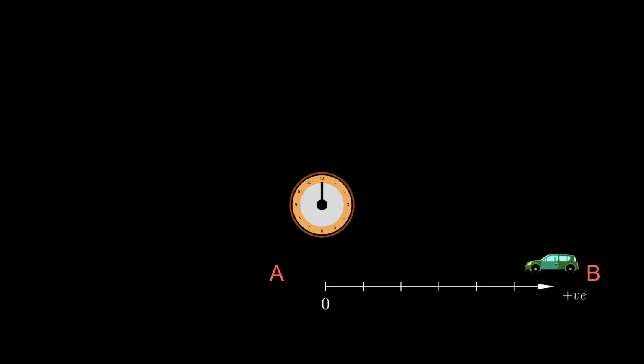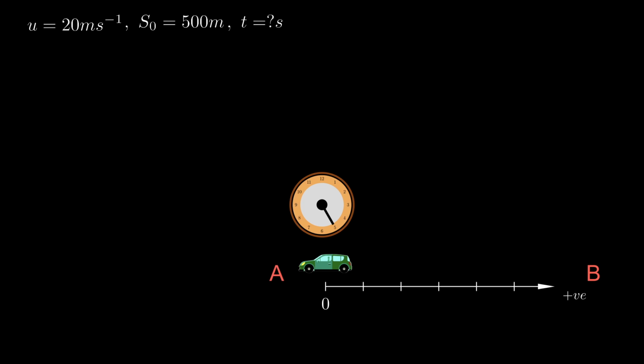Now let's look at another example. This time the vehicle is moving from B to A at a speed of 20 meters per second. We need to determine the time required to cover the 500 meters distance.